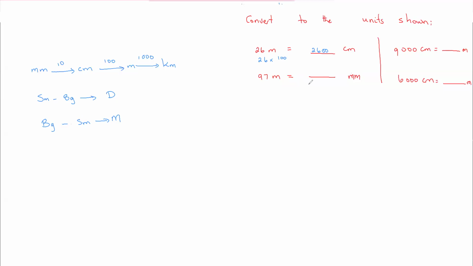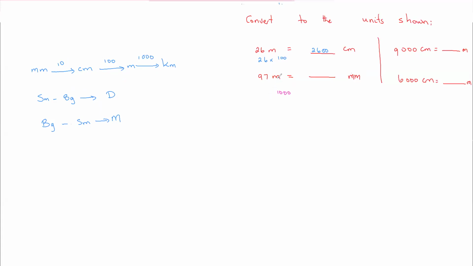Let's take a look at the other one. 97 meters into millimeters. So in between millimeters and meters, because you're changing from meters into millimeters, you look at what's above it. So you have 10 and 100. Anytime you have more than one number in between the gap, we multiply them. So 10 times 100 is 1,000.